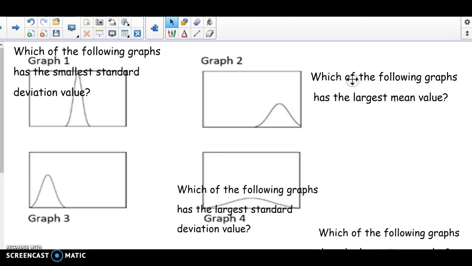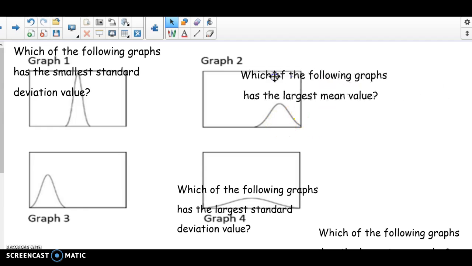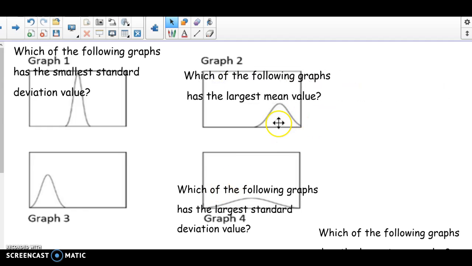Next question, which of the following graphs has the largest mean? So you're looking at the value that has the largest mean. When you're looking here, that's about middle of my graph. This is below that one, so that has a smaller mean. This one is probably about in the middle like that one is. This one is up to the right, so this one has the largest mean value. Remember, mean is the middle, so that's larger. That's farther up here than any of these.